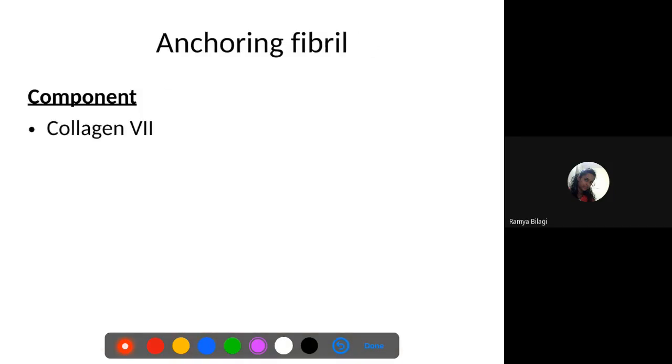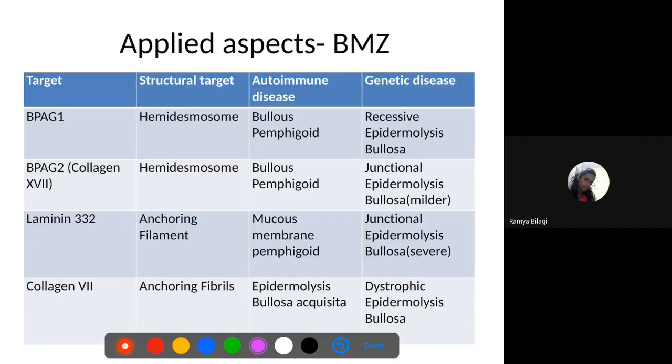So now, applied aspects related to basement membrane zone. BP antigen 1 and 2, we know that they are components of hemidesmosome. If there is an autoantibody, an antibody against these two targets, you see a condition called bullous pemphigoid. If there is a mutation in the BP antigen 1 or 2 genes, for one gene we see a condition called recessive epidermolysis bullosa. For the BP antigen 2 gene, we see a genetic condition called junctional epidermolysis bullosa.